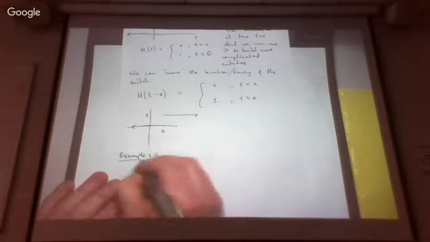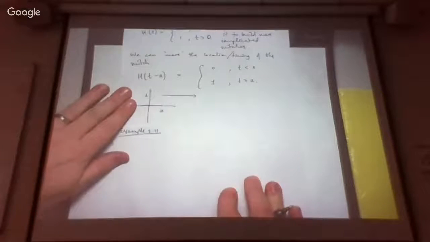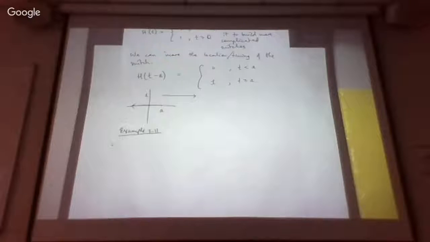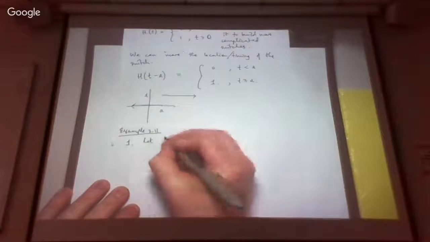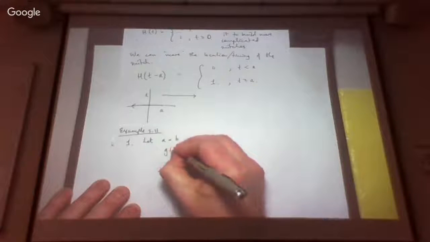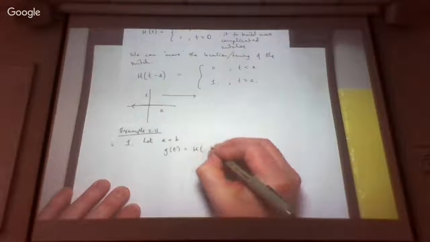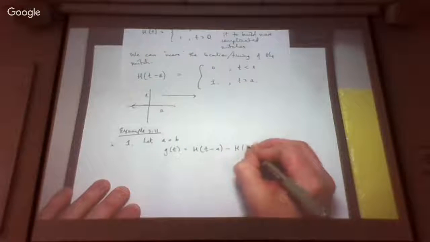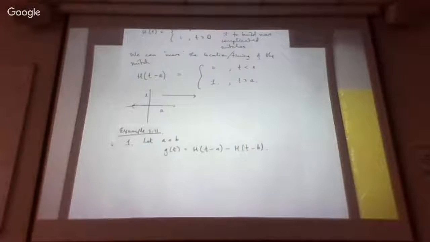Example 2.11. And of course, being able to model things getting switched on and switched off is an important idea in engineering and physics. So in this example here, let a be less than b. What about this thing, g of t, which is h of t minus a minus h of t minus b? So this is a difference of two shifted Heavisides.